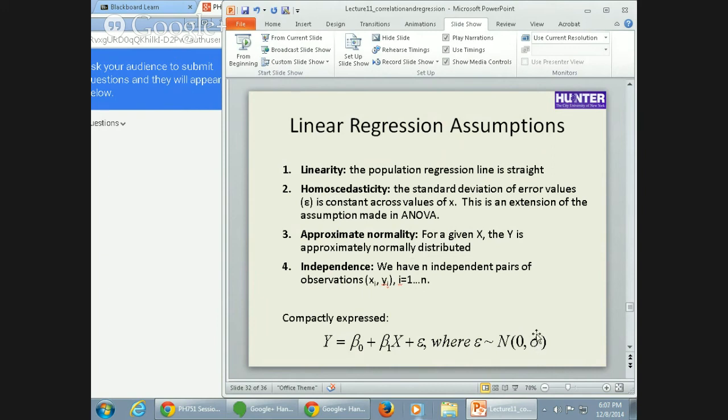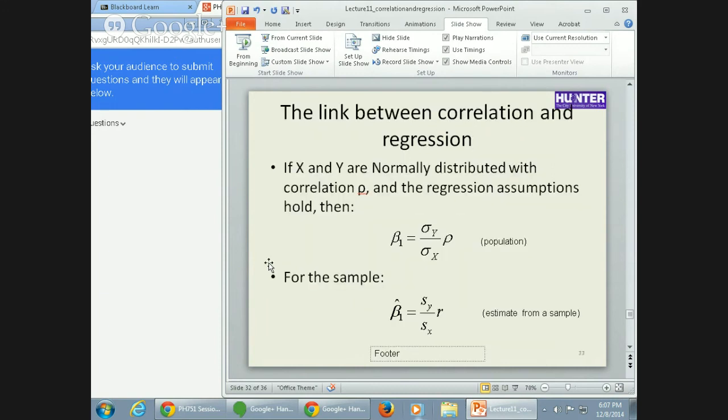And as with all statistical tests that we cover in this course, we're making an assumption of independence between the observations. Any questions? Oh, getting close to the end here.